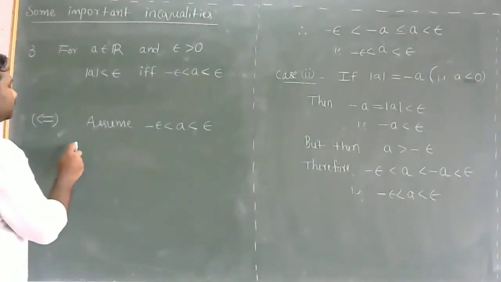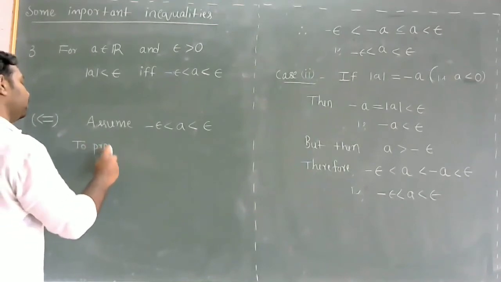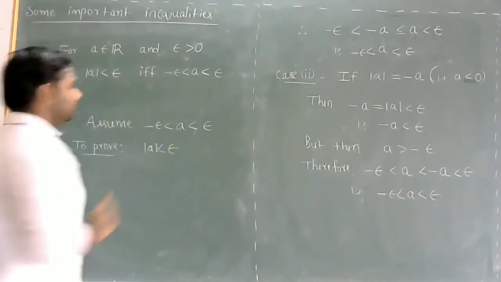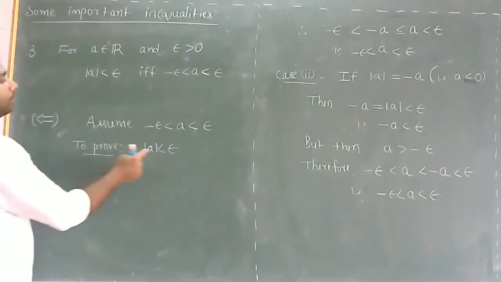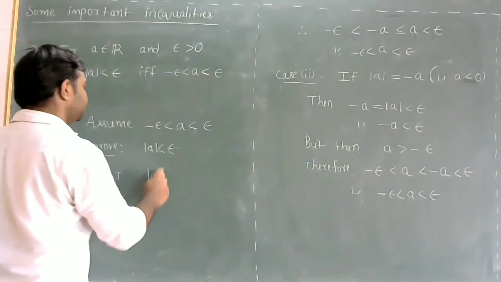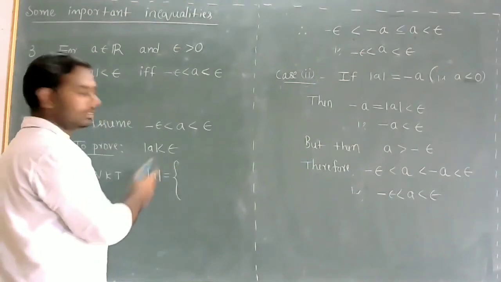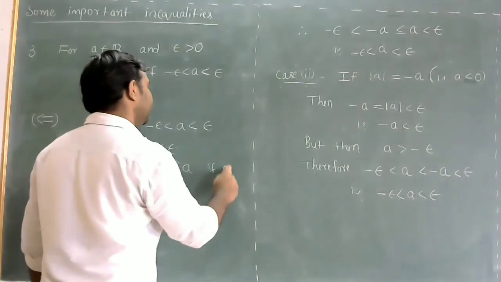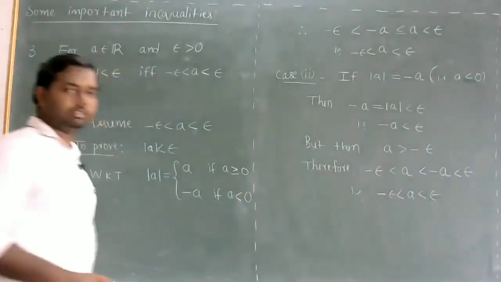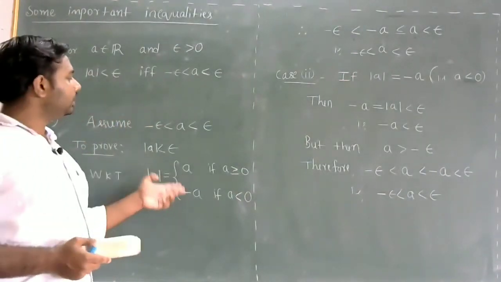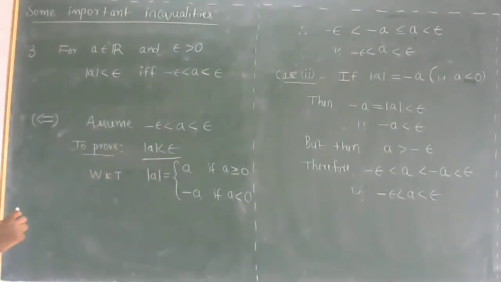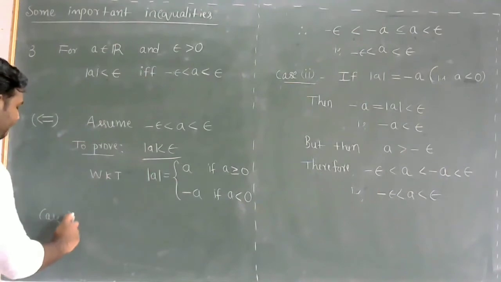So then to prove, what do we have to prove here? We have to prove modulus of A is less than epsilon. We know that once again the modulus has two values. Modulus of A is A if A is non-negative, and it is minus A if A is negative. So once again, in both the cases, we have to prove this inequality holds. Now, once again, case 1.